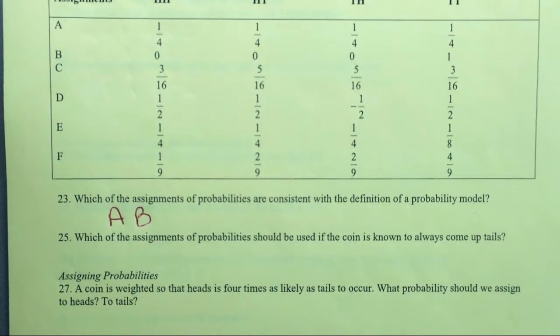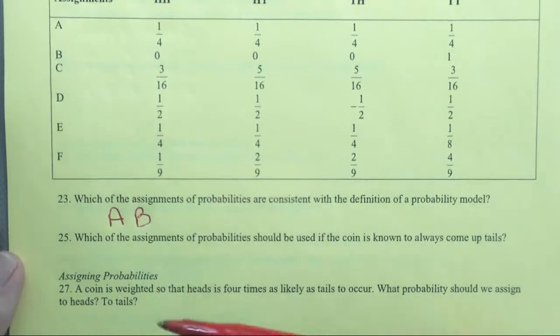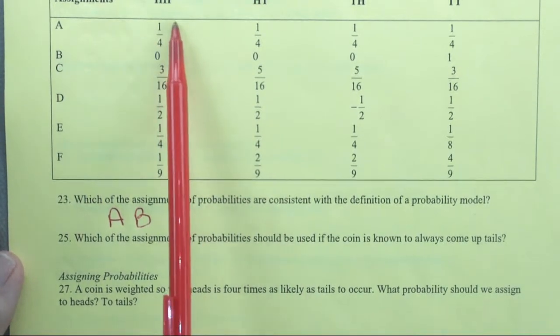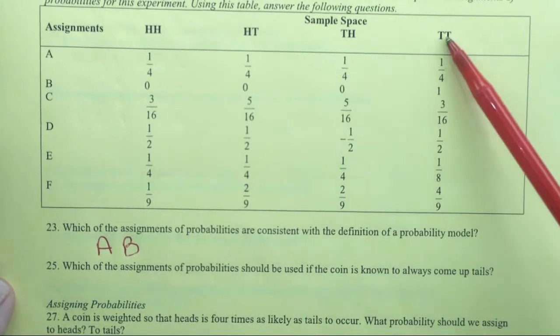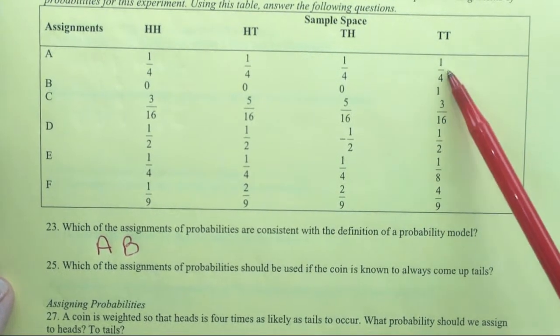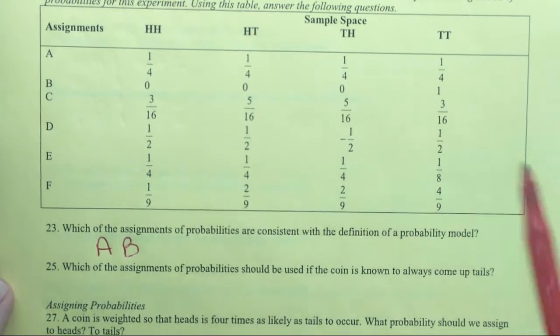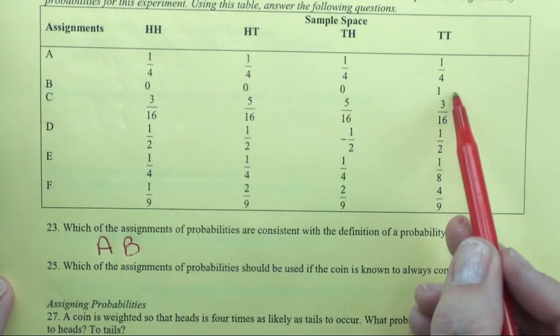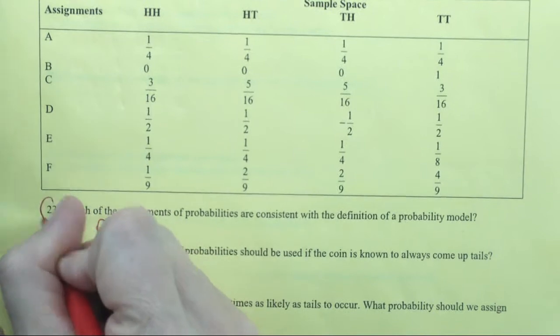25 says, which of the assignments of probabilities should be used if the coin is known to always land on tails? Well, there's only one of these assignments where it's always a tails. So this says always tails right here. So which of these assignments is it always going to be tails? Well, it's going to be tails, tails 1/4 of the time here. It's going to be tails and tails right there. So the one that's always going to be tails is assignment B. Okay, remember, you got to go finish 23.